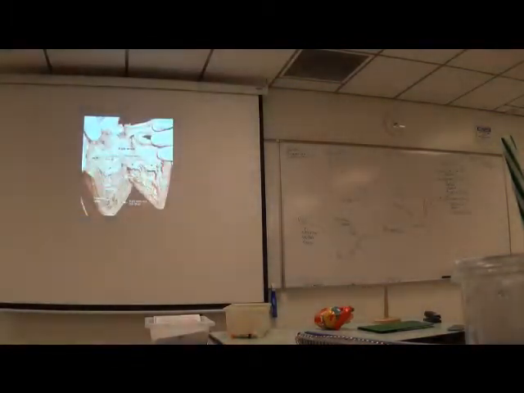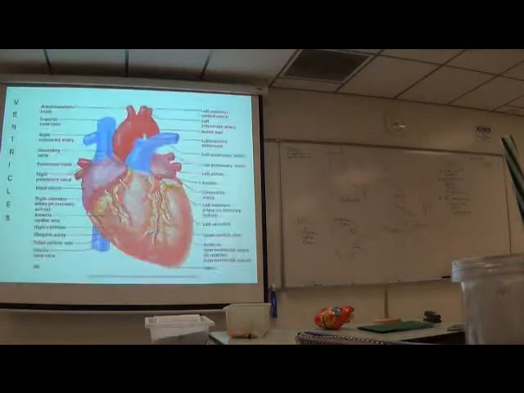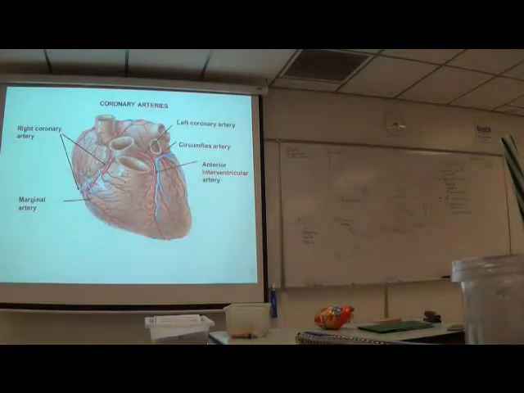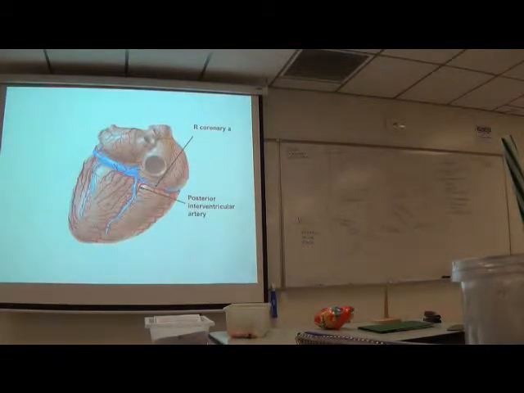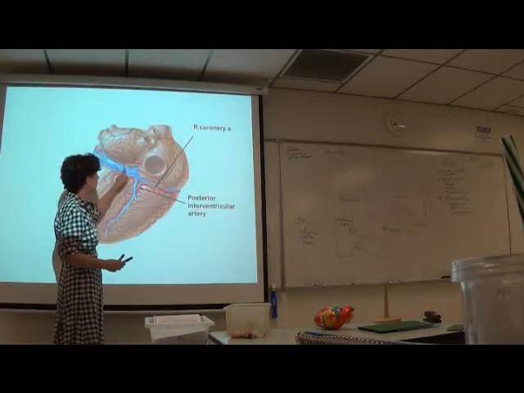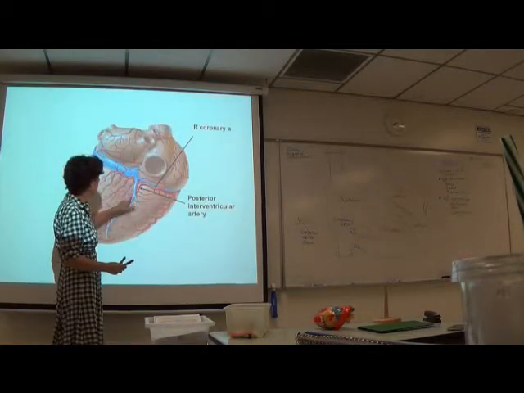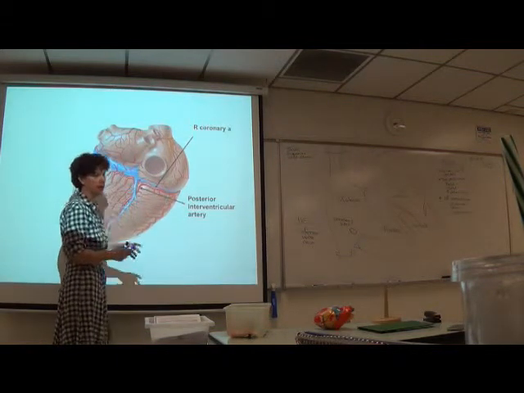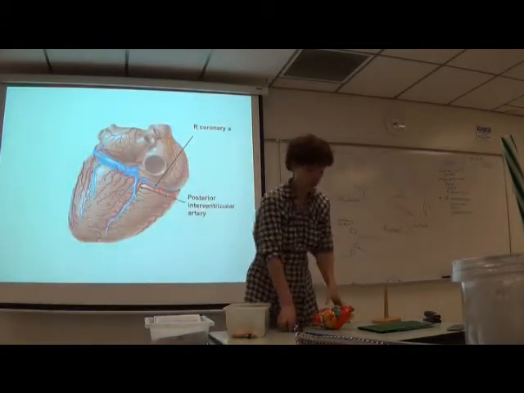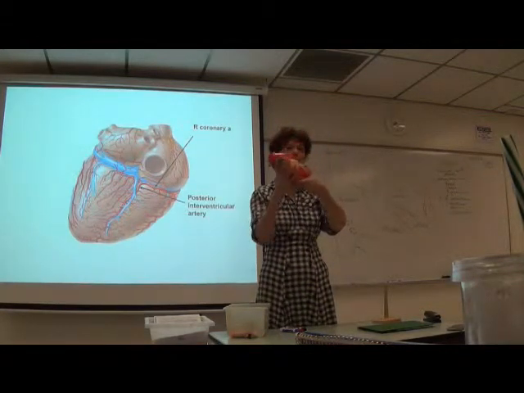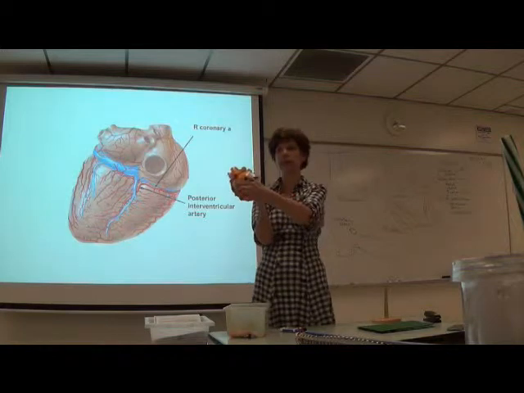So let me show you a posterior view. So this is the posterior view. Here's the inferior vena cava, and this is the coronary sinus. So these major veins are draining into that, and then that empties into the heart. So on our heart model, anterior view, we look at the posterior view, here would be the coronary sinus.